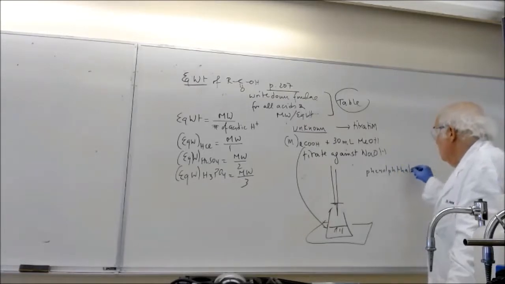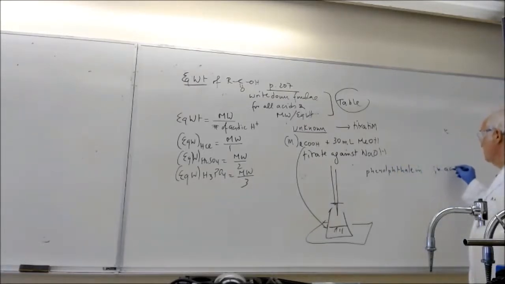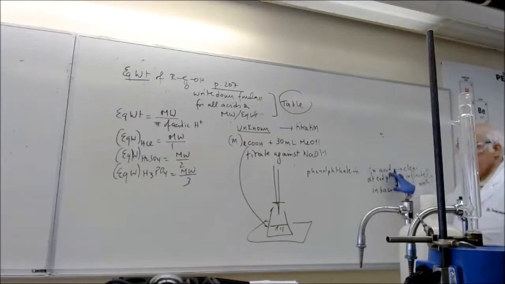Phenolphthalein in acid is clear, at the endpoint is infinitely pink, and in base it's pink. Our job is not to make it pink. Our job is to make it infinitely pink, and in this case we always use a white sheet of paper underneath.